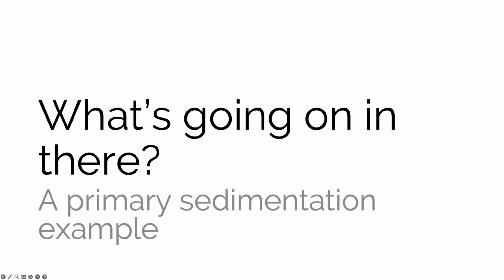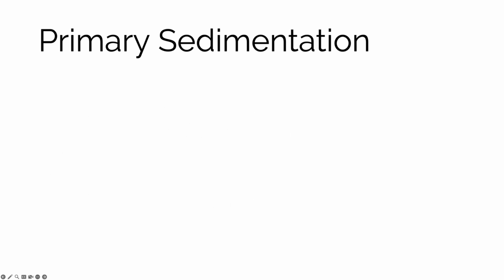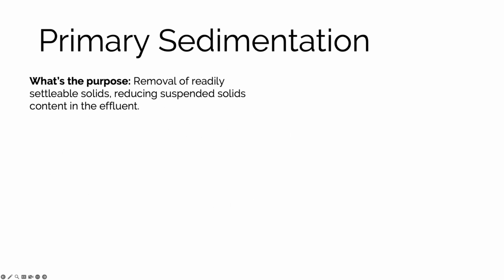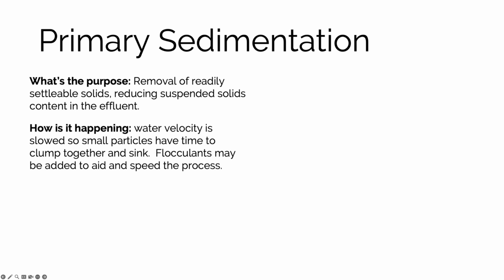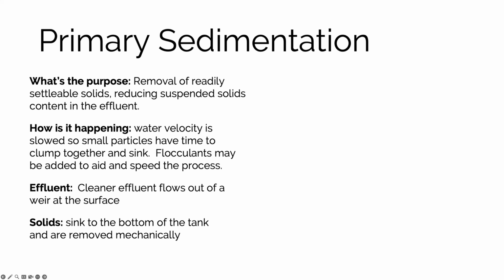So, let's talk about what's going on in this process. What's going on in a primary sedimentation process? Well, the purpose is removing readily settleable solids, reducing the suspended solids content in the effluent. How's that happening? Velocity is being slowed down as it moves through the tank. Small particles have time to sink and clump together. You might use flocculants to speed that process up. The end goal is that the effluent that flows out of the weir at the end is cleaner than the water that came in, because the solids have sunk to the bottom and are being moved mechanically.